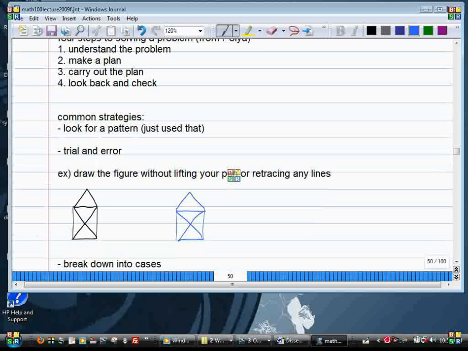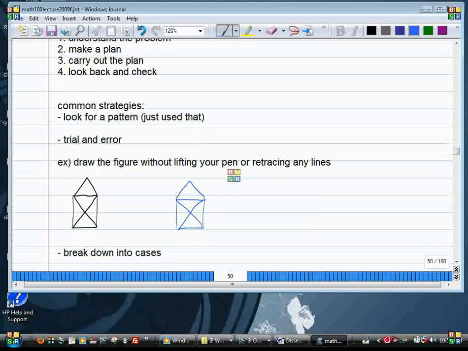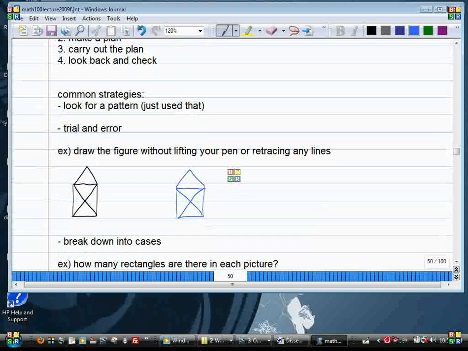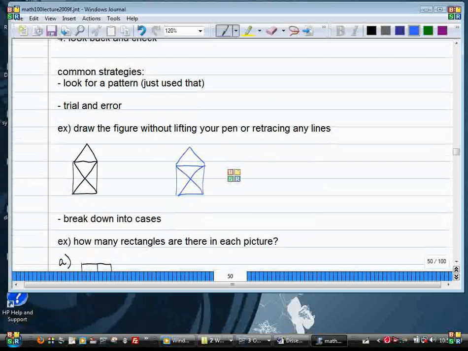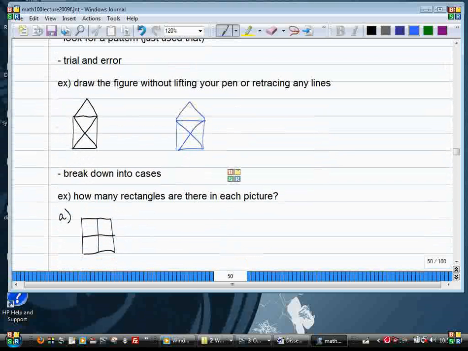Okay. Next strategy: break it down into cases. Now I should mention that we looked at an idea sort of like this, breaking it down into cases before. Actually, not really. So let's just talk about this one. How many rectangles are there in each picture? So here's the first picture. How many rectangles are in this picture?